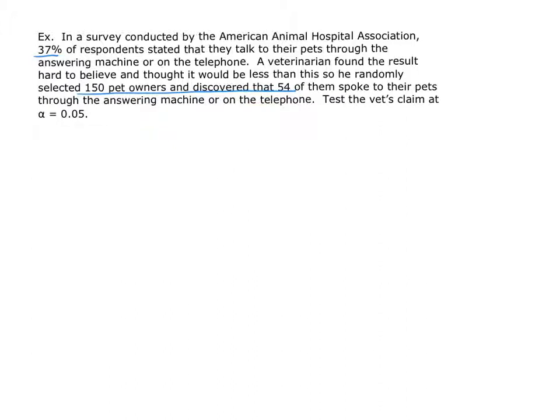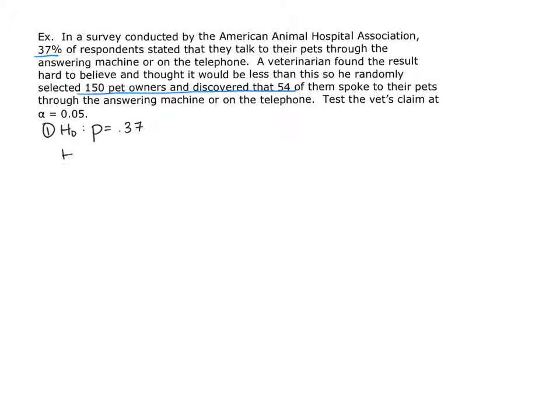Again, the inclusion of those percentages and statements of 54 out of 150 imply that we're dealing with proportion, and that original value of 37% is going to be our null value. So we can set up our null and alternative hypotheses first. Our null is P equals 0.37.